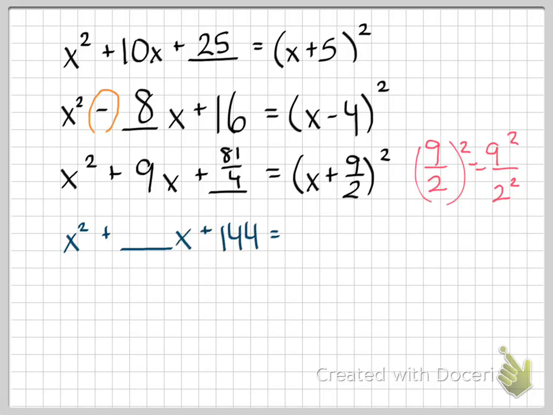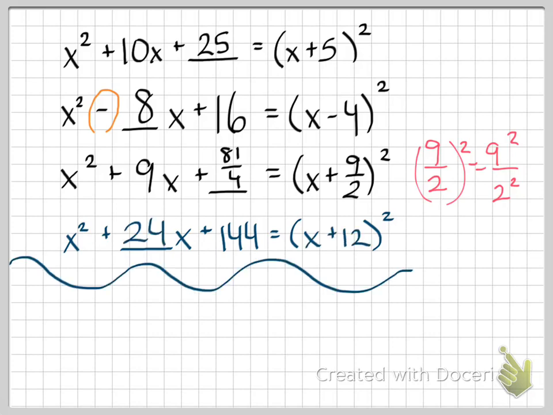Let's try one more. x squared plus something times x plus 144 equals my term squared. Well, the number I square to get 144 is just 12, so my middle term must be 24, and my factored form must just say x plus 12.